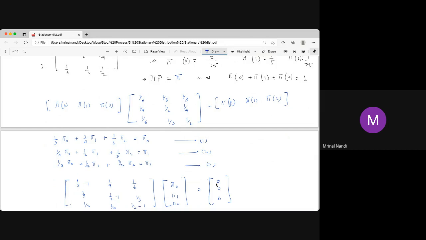So this is a system of homogeneous equations. This basically is P transpose minus identity into pi equal to 0. Here 0 means the column vector 0, 0, 0. Now you can also write it in the row sense. Then it is P minus I. Same thing, same equation.